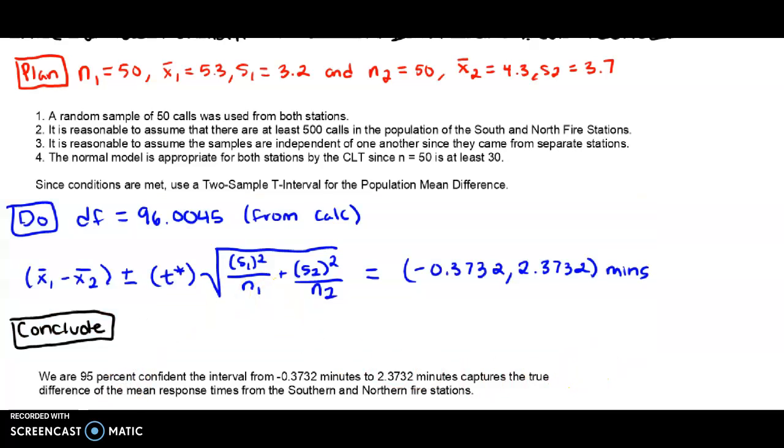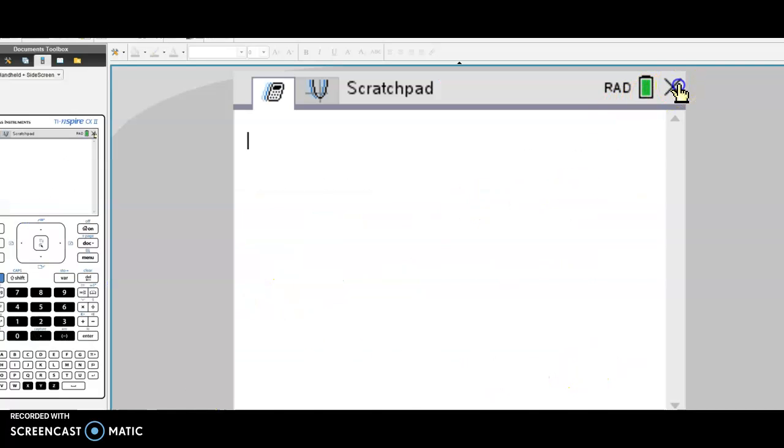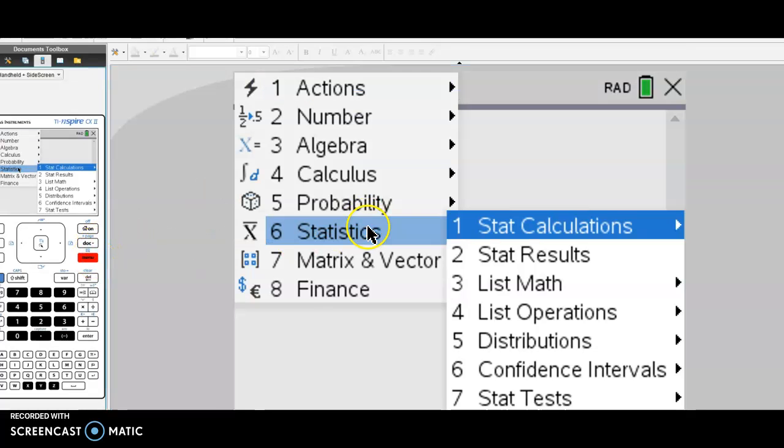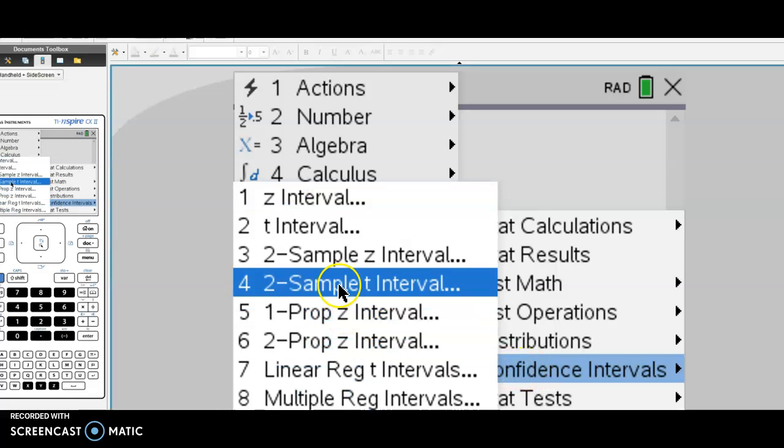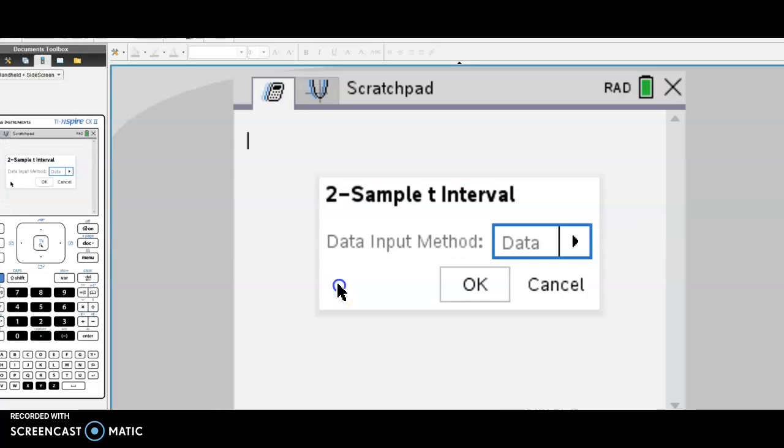So let's go ahead and pull up our calculators. And from the home screen, we'll go to Calculate, we'll go to Menu, we're in a statistics class, and we are using a confidence interval. Well, I used a 2-sample t interval for the difference of means, option 4.